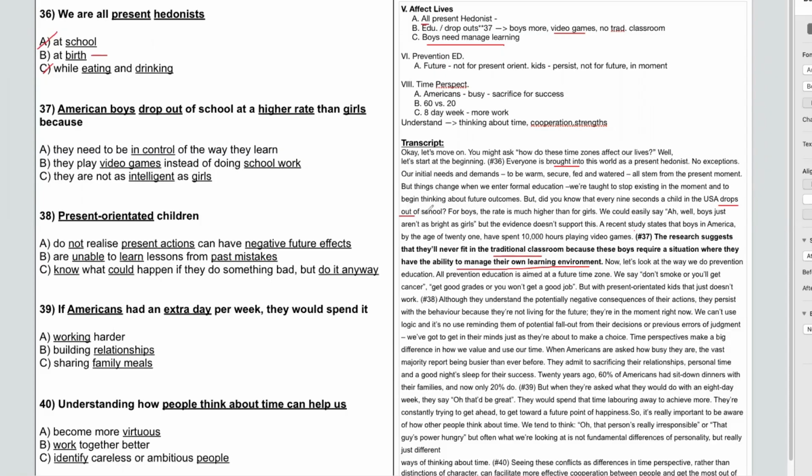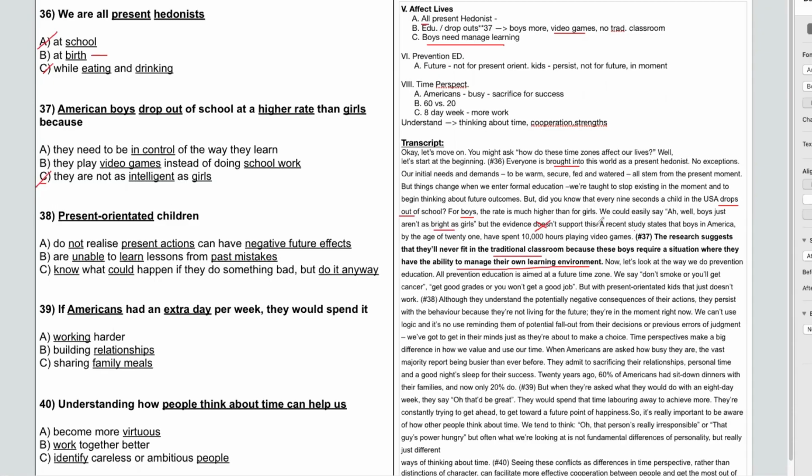It says here, dropouts and boys. So we're listening for number 37. And it says, we could easily say, well, boys just aren't as bright as girls. But the evidence doesn't support this. So this means that even though number C is sort of included in this phrase here, the speaker immediately says that is not the case. So if we're listening along, writing our notes, and reading our keywords, we could eliminate C as the first option.